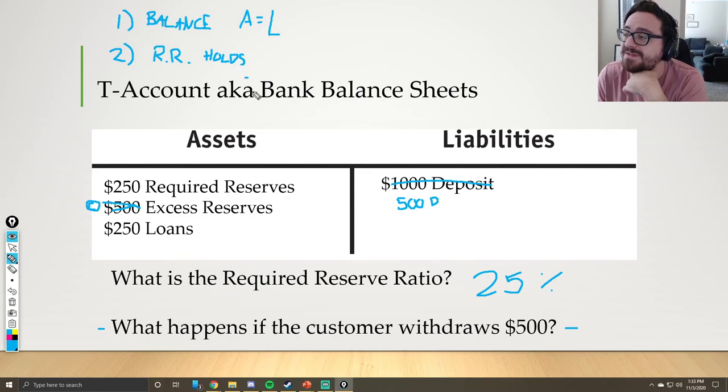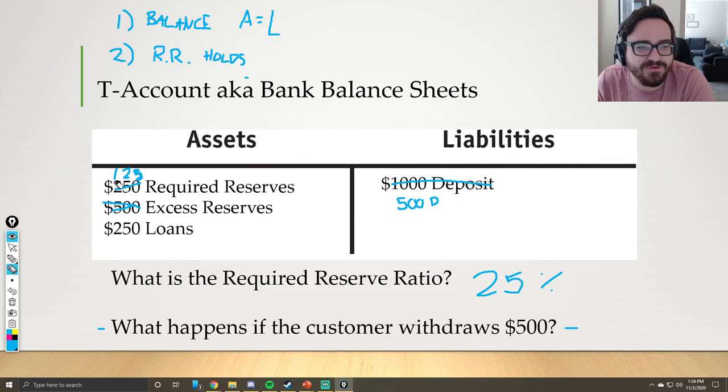The reserve requirement holds. What that means is that the reserve requirement or the required reserve ratio, these are the same thing, by the way. This and this are the same thing. It has to maintain being true. It doesn't change. It's set by the Federal Reserve. So in this case, the reserve ratio is 25%, which means whatever number is here needs to be 25% of whatever number's here. And the number on this side dropped to 500. That would mean that this is no longer 250. This is 125, because they should only be holding 25% of their deposits in their required reserves.